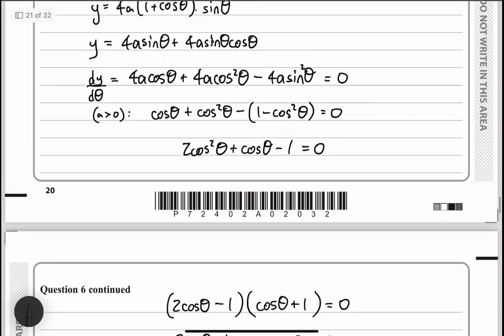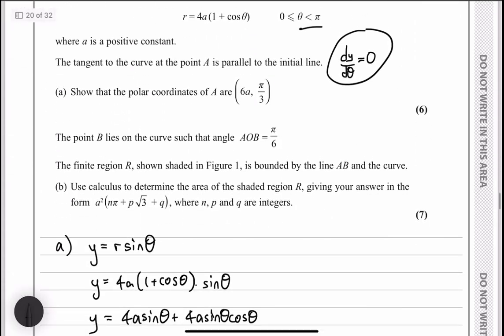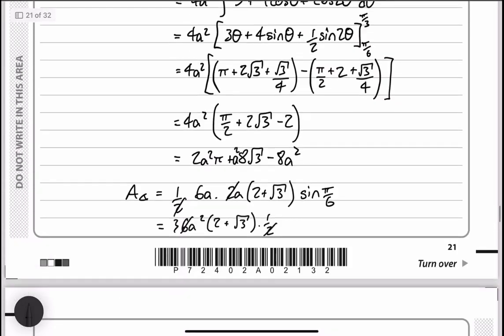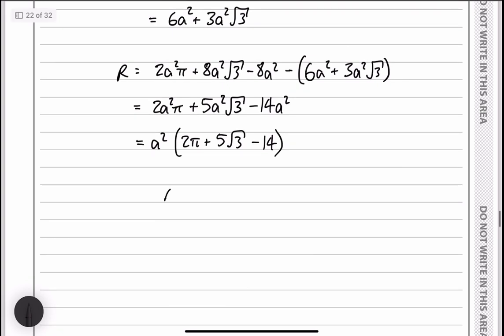And what were our letters? Oops. N, P, Q. So N is 2, P is 5, Q is minus 14. On to the next question.